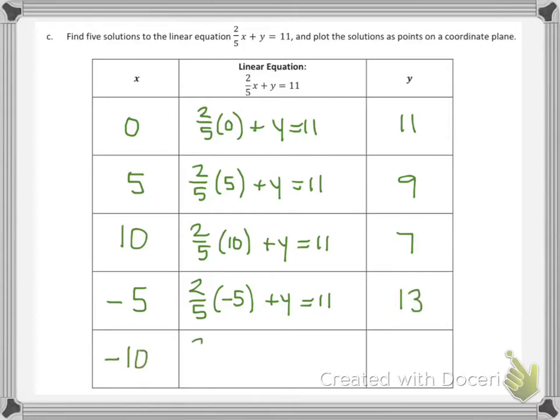Negative 10. 2/5 times negative 10 plus y equals 11. Well, that's negative 20/5, or negative 20 divided by 5 is a negative 4. I would have to add 4 to both sides, so my y would be 15. And there's some of the possible infinite solutions to that equation.